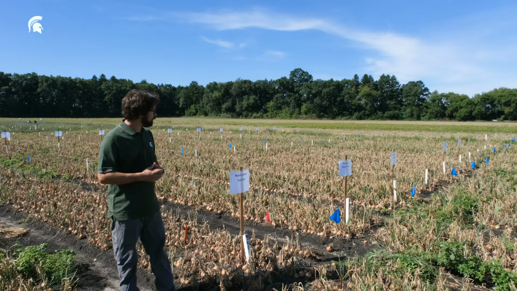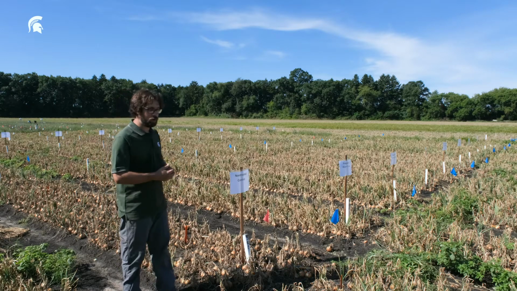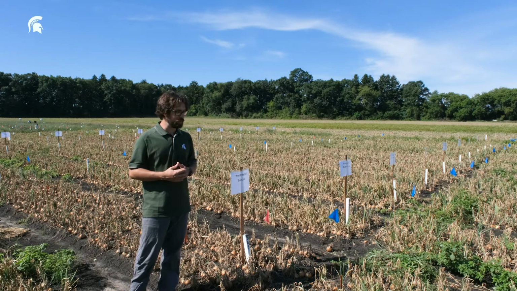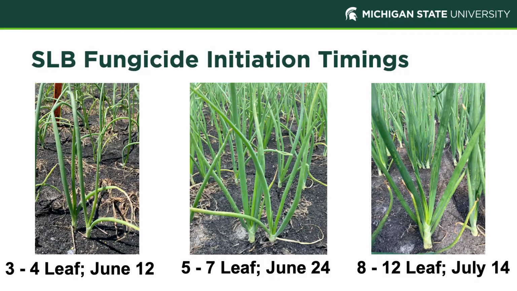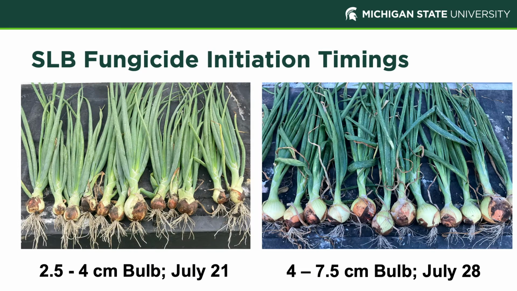This treatment that we're standing in front of, I picked out a single rep out of the experiment to share with you today. We have several treatments in this experiment, and they all involve when to start the fungicide application. So what we did was we started fungicide application programs based on different growth stages of the onion. When the onion was at 3 to 4 leaf, we started a set of fungicide applications. When it was at 5 to 7, 8 to 12, and then 2 different bulb stages. And then after our fungicide program was initiated, we continued that program on a 7-day application schedule.